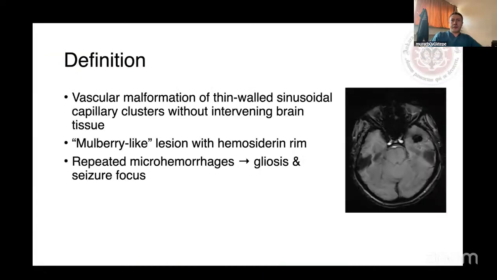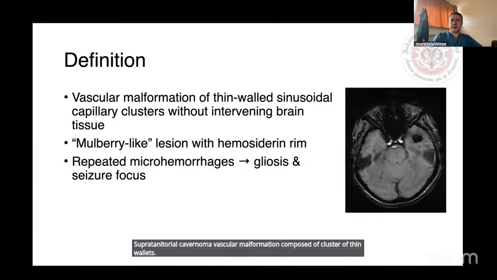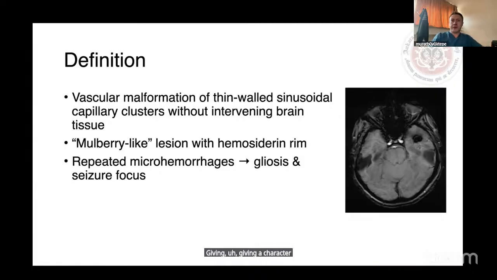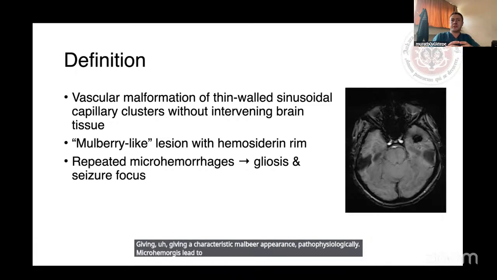Supratentorial cavernoma is a vascular malformation composed of clusters of thin-walled sinusoidal capillaries without intervening brain tissue, giving a characteristic mulberry appearance. Pathophysiologically, repeated microhemorrhages lead to hemosiderin deposition and surrounding gliosis, creating an epileptogenic focus.